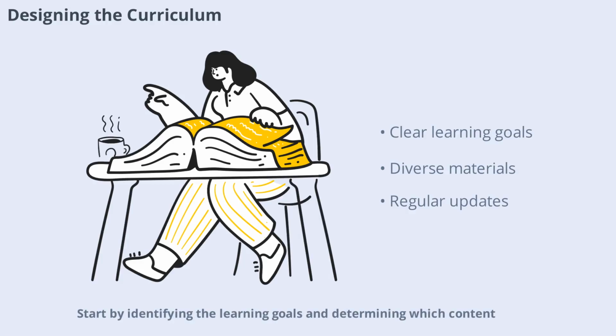Designing a curriculum for blended learning involves careful planning and alignment of objectives, activities, and assessments. Start by identifying the learning goals and determining which content is best delivered online and which is more effective in person. Incorporate a variety of instructional materials, such as videos, readings, and interactive exercises, to cater to different learning styles. Regularly review and update the curriculum to ensure it remains relevant and engaging for students.